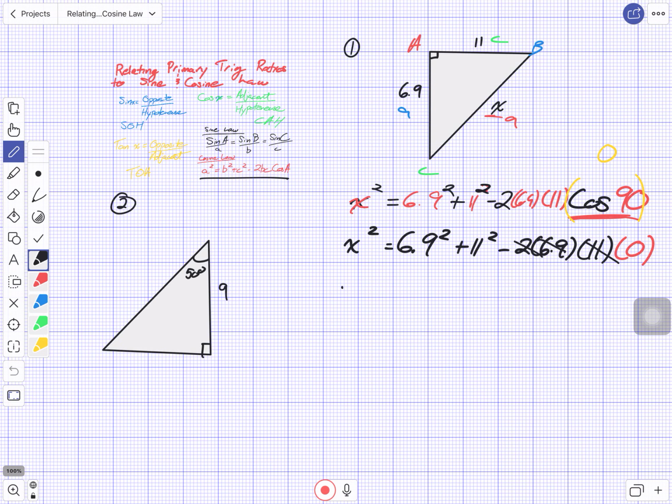So now we're left with x squared is equal to 6.9 squared plus 11 squared minus 0. So you couldn't just get rid of it there. I can just get rid of it there, right? Could have crossed it out from the start.